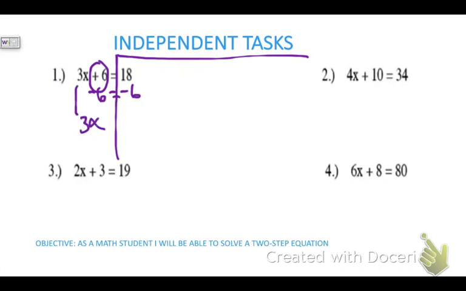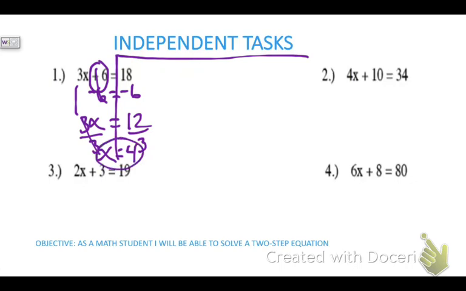So it's 3x equals, this is 0, 18 minus 6 is 12. All right. To undo multiplication, we're going to divide both sides by 3, and x is 4. That's your solution, ladies and gentlemen.